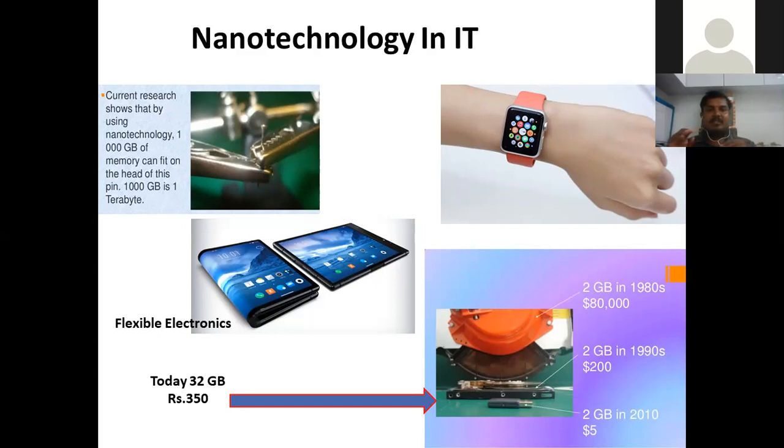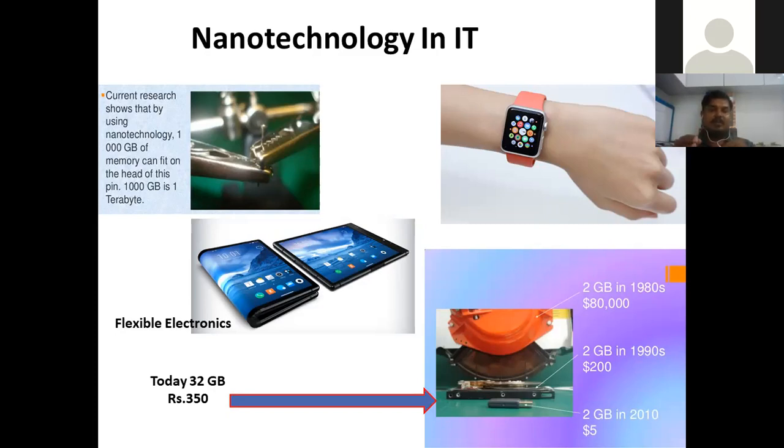You can see this. Many people have smart watches. You know that apart from memory cards, in the 1980s, a 2 GB memory card was $80,000. In the 1990s, it was $200. Just think, at approximately 7,000 per dollar, it means 14,000 for a 2 GB memory card that they spent in the 1990s. Now, a 2 GB memory card is $5.